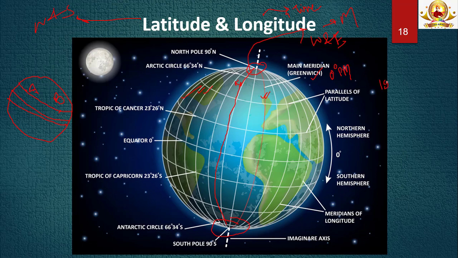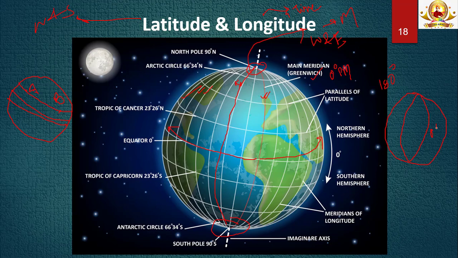Why am I saying 180 degrees only? Because Earth is a sphere, so the complete circle will be 360 degrees. So if we go from here to the east, we cover 180 degrees. If we go from here to the west, we can cover 180 degrees. So the 0 degree longitude and the 180 degree longitude, which will be on the back side of this, will divide Earth into two equal parts.